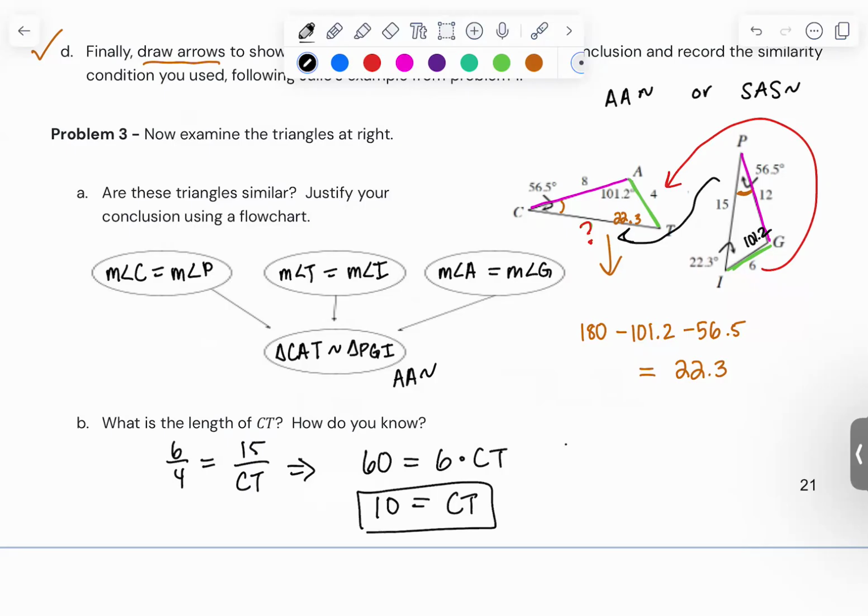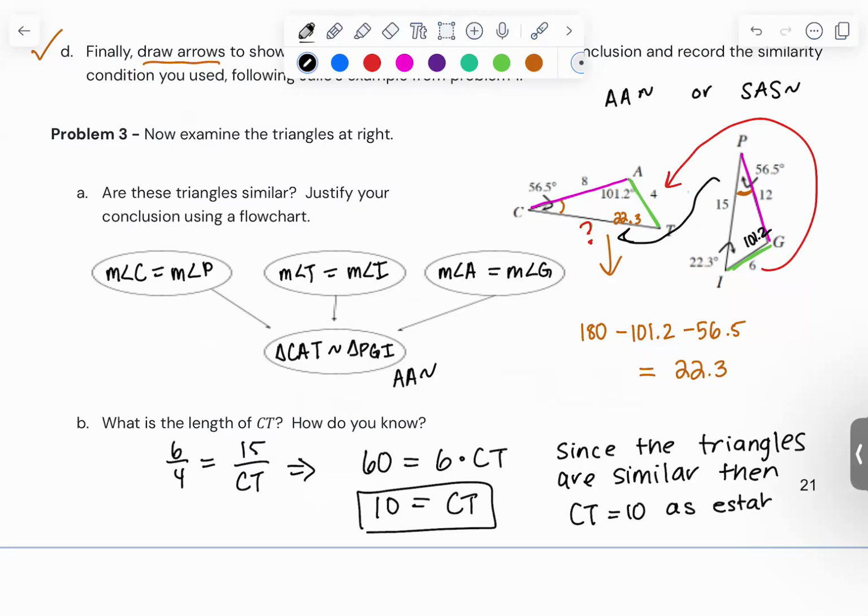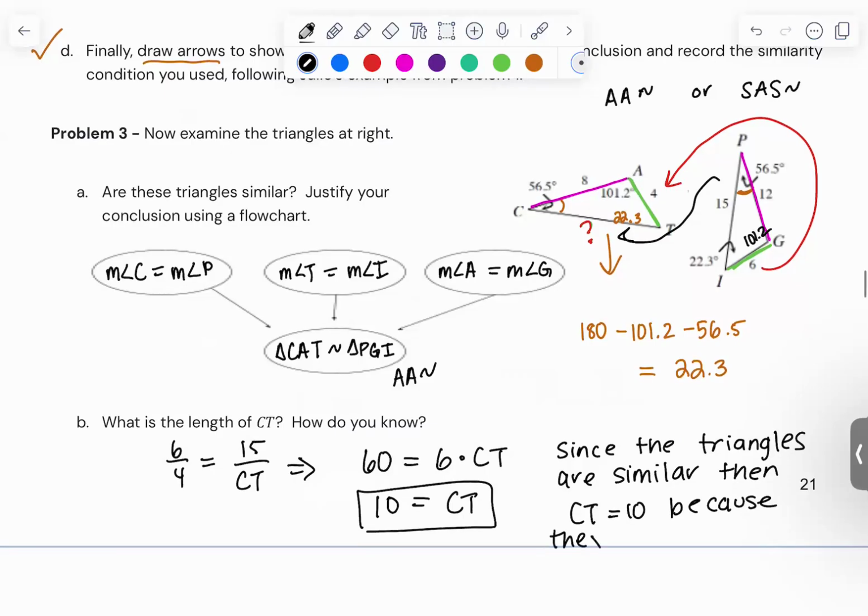So since the triangles are similar, then CT is 10 as established. Actually, I don't want to say as established in the flowchart above, but because they are proportional. So the two triangles are proportional.